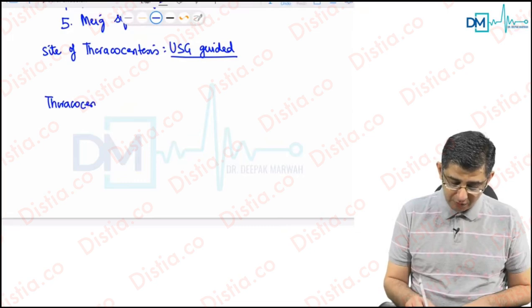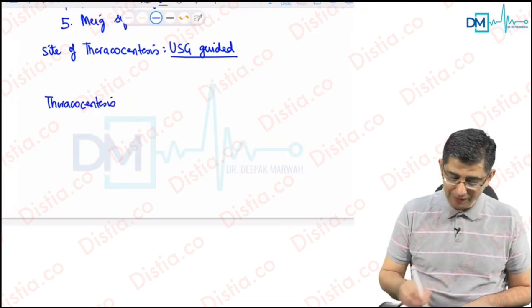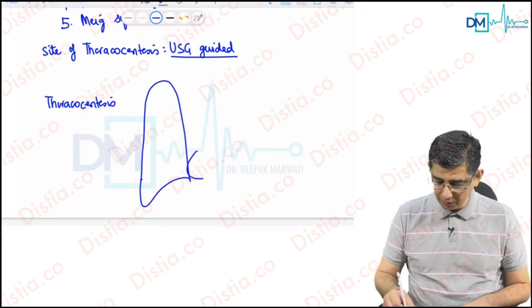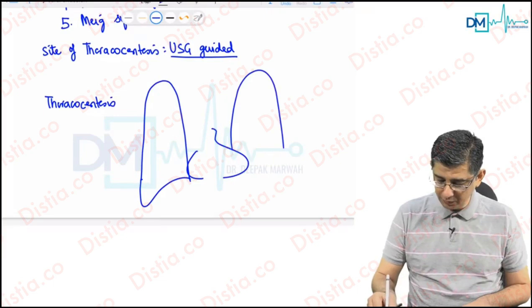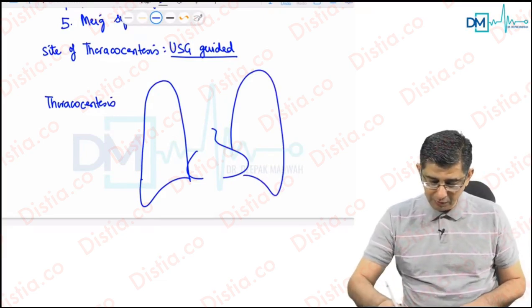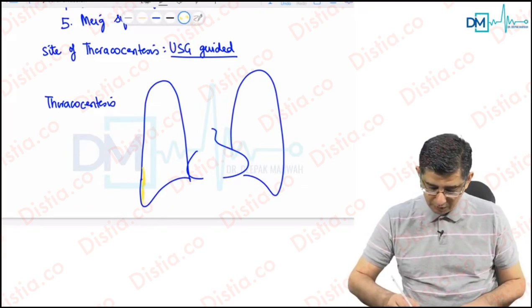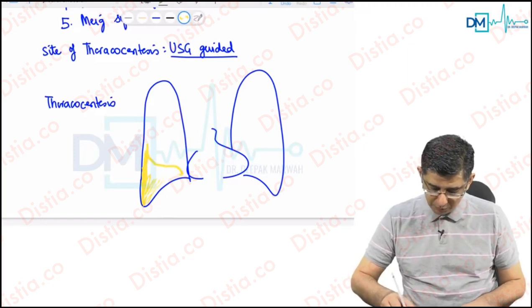Since this is an academic class, they can definitely ask you from which side you would do a thoracocentesis and what the indication for doing a thoracocentesis is. One of the indications for performing a thoracocentesis in a patient would be when there is a substantial amount of fluid present in the pleural space, which I'll just highlight like this. So what I've done in this case is that I have highlighted the pleural space.